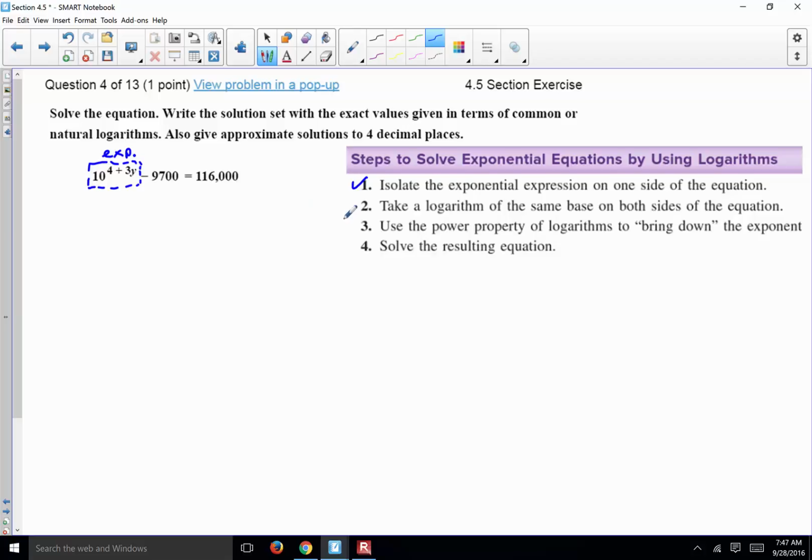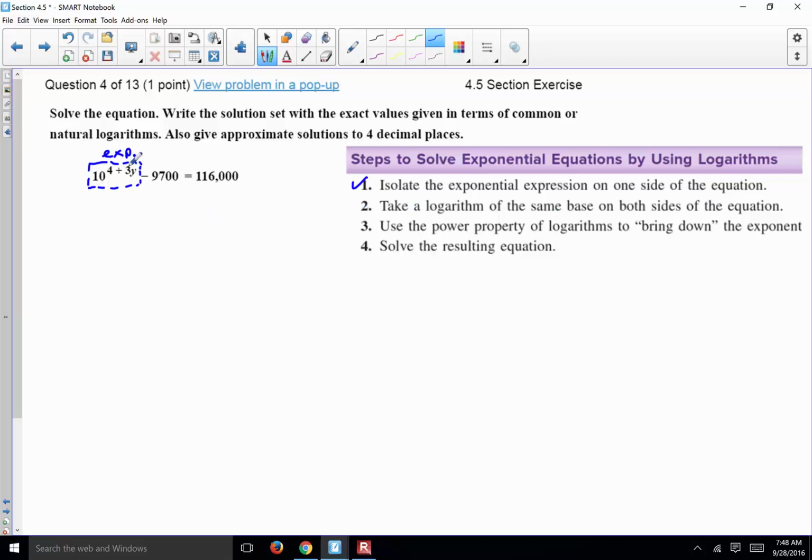Once we get it isolated, we are going to choose an appropriate logarithm. This is your choice. It says same base as the exponential, but I gave you the flexibility that you can use common logarithm base 10, or you can also use ln. So you can use three logarithms: either the same base, common, or natural logarithm.